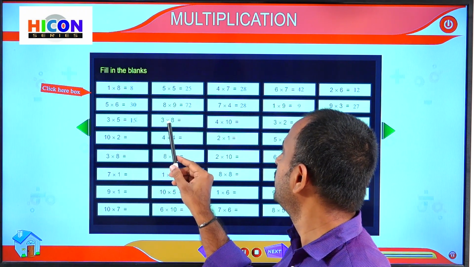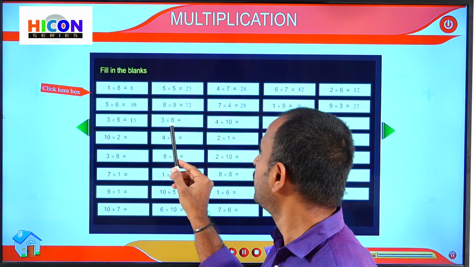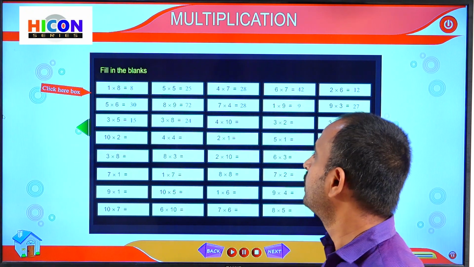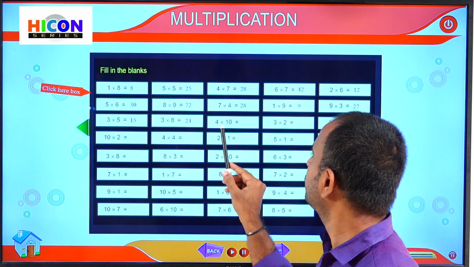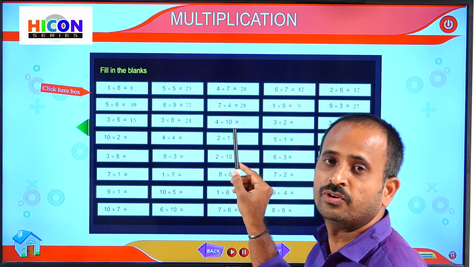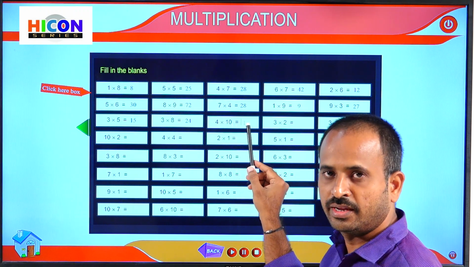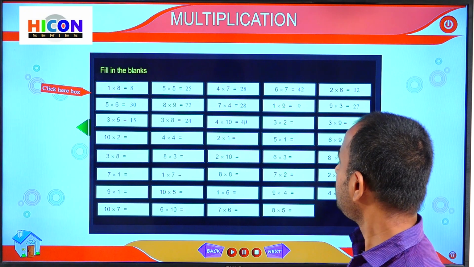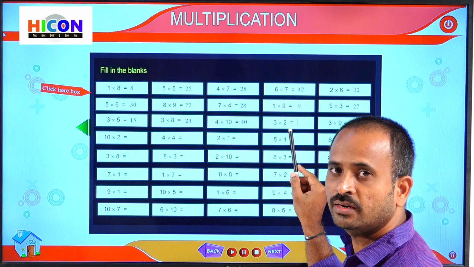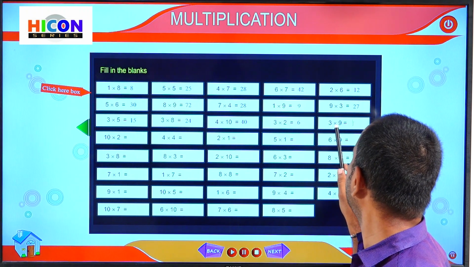See the next one. 3 into 8. 3 8 jar. This is the table 8. In the 8th table, 3 8 jar 24. Very good. 3 8 jar 24. Children, see the next one. 4 into 10. That is 4 10 jar. This is the table 10. In the 10th table, 4 10 jar 40. So write 40 here. See the next one. 3 into 2. That is 3 2 jar. So 3 2 jar 6. So write 6 here. Children, see the next. 3 into 9.